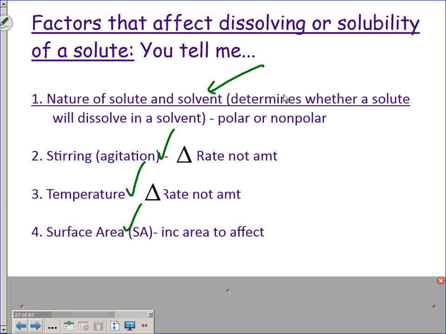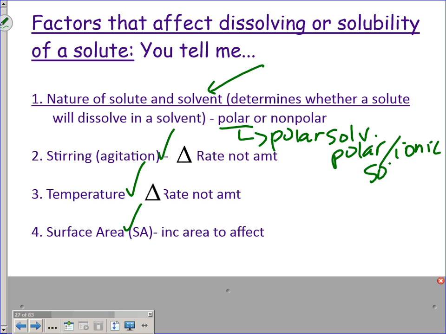One second. What did you see yesterday in your quick lab that dissolved ionic substances very well? What dissolved ionic substances really well? Polar solvents, right? So polar solvents will dissolve polar or ionic solutes really well, whereas a nonpolar solvent really doesn't mix well with polar solutes or ionic solutes. They just don't mix because they're not like each other. So what's the rule that tells us whether something will likely dissolve or won't? Like dissolves like, polar and polar.